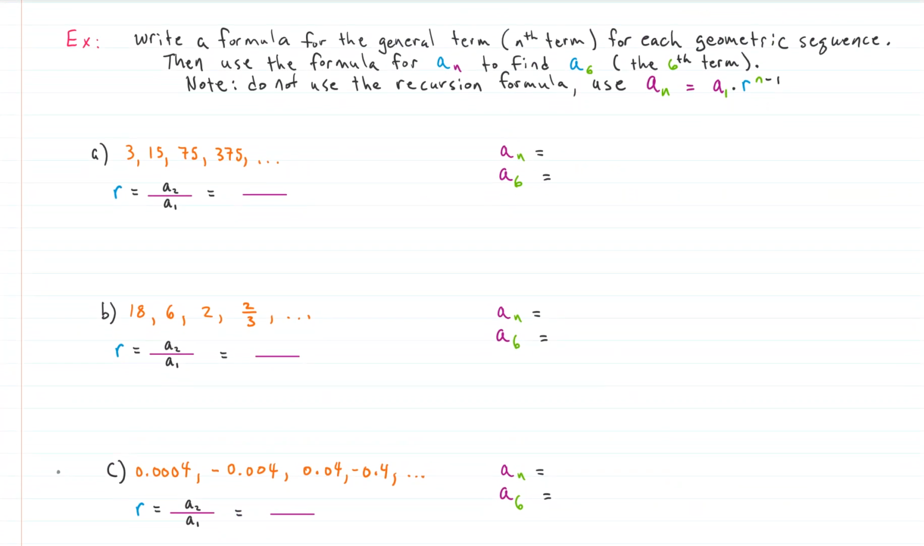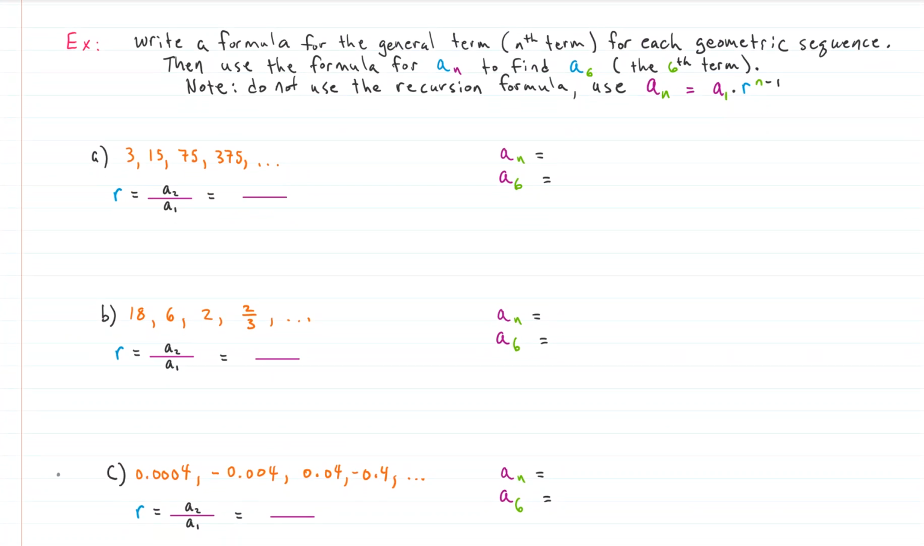Let's do these 3 examples here. First, we need to find the nth term, or the formula for a sub n, and then use that to find a sub 6, or the 6th term. And we shouldn't use the recursion formula. We should use the formula that we were just given, the general form for the nth term. So A is our first problem.